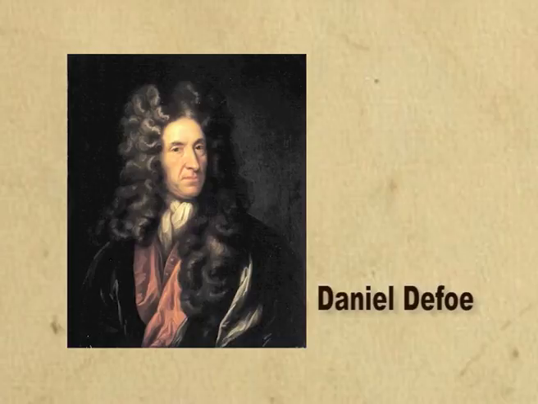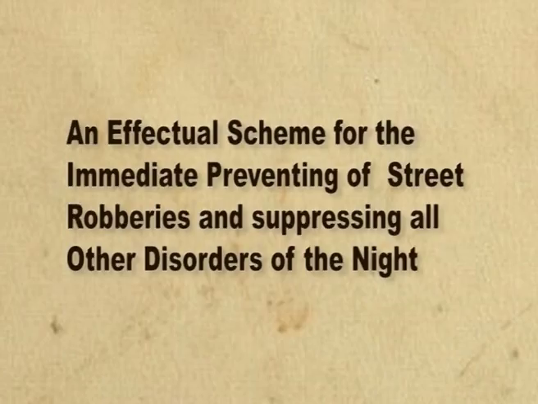In 1730, British novelist Daniel Defoe wrote an essay entitled An Effectual Scheme for the Immediate Preventing of Street Robberies and Suppressing All Other Disorders of the Night, wherein he recommended that taking the pulse of a suspicious fellow was a practical, effective and humane method for distinguishing truthfulness from lying. Defoe's was an early and incisive suggestion to employ medical science in the fight against crime.